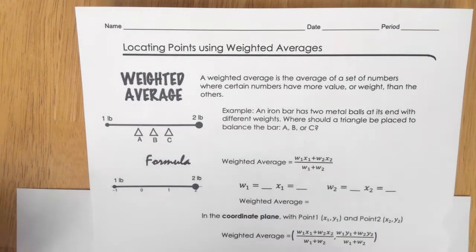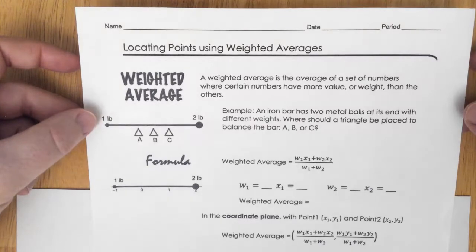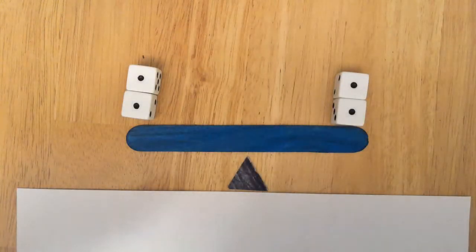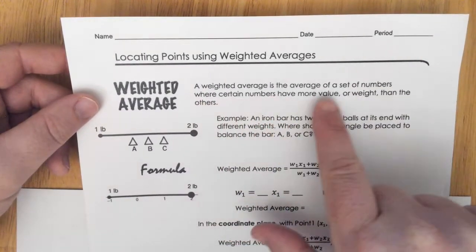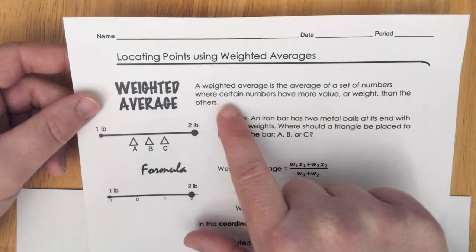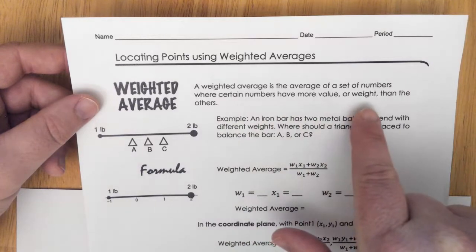Today we are going to be talking about weighted average. So the best way to understand this is this. First of all, a weighted average is the average of a set of numbers where certain numbers have more value or weight than the others. All right, what does that mean?